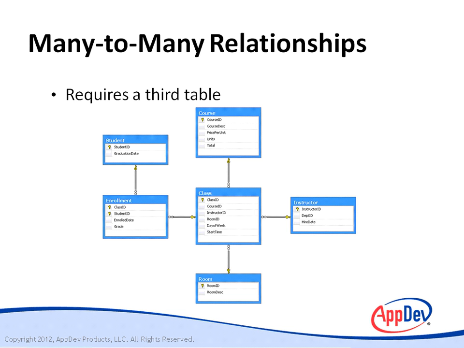In addition, consider that each course may be taught at different times during the week, taught by different instructors, and taught in different rooms. So the class table represents several many-to-many relationships between courses, instructors, and rooms. And those are all shown within this figure.